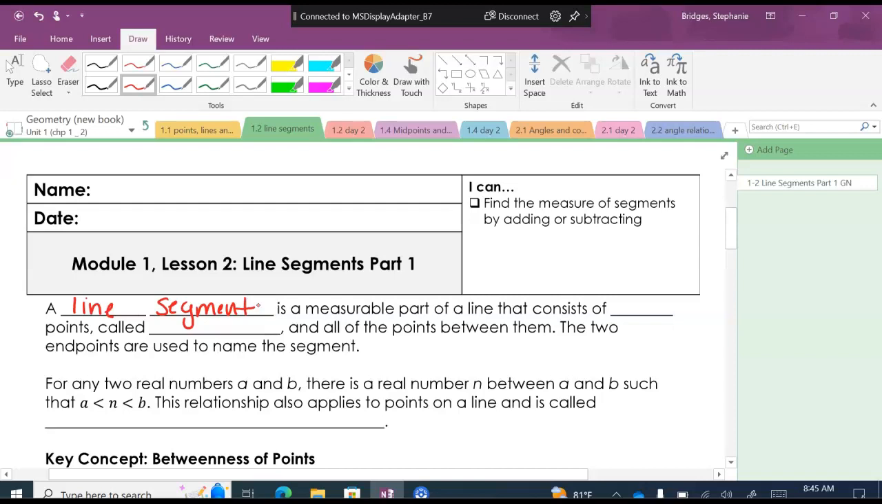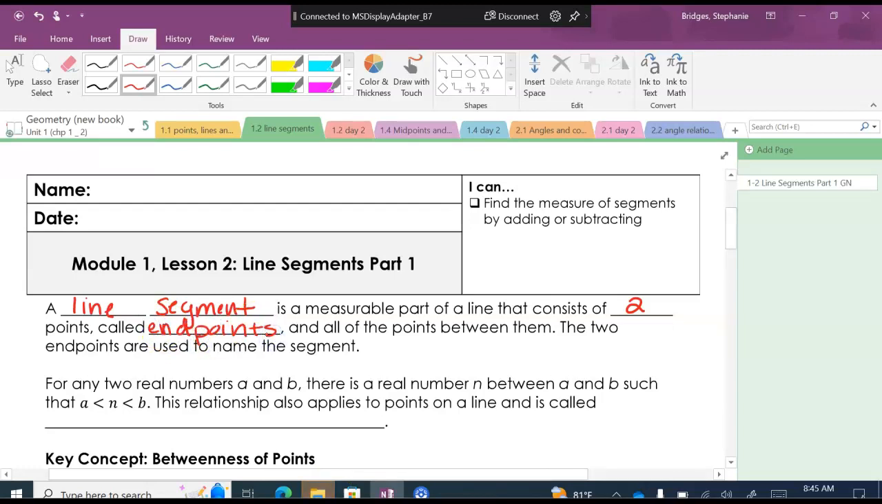A line segment is a measurable part of a line. That means it has a starting point and a stopping point, so we can measure it. Whereas a regular line continues on forever. A line segment is a measurable part of a line that consists of 2 points, and those points are called end points.